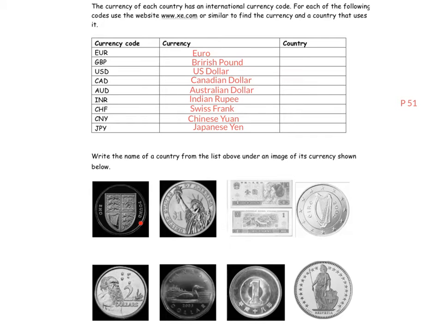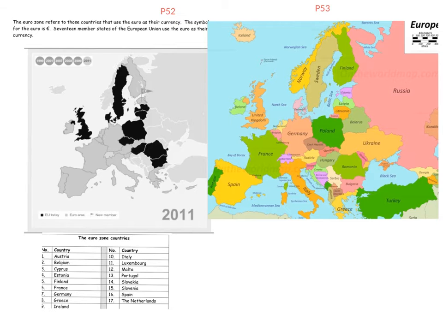Now the other thing is you have different money in here, different coins, and you need to name a country from the list above. Some of them are really easy. This is £1, so basically where is it from. Then you have United States, so you have a few clues in here, so just please put countries underneath. Let's go to the next page then.